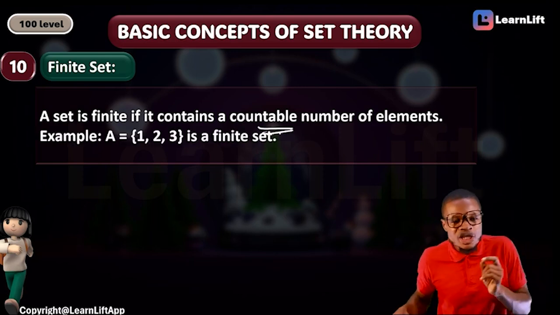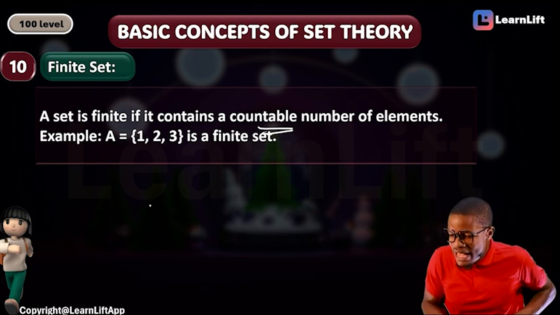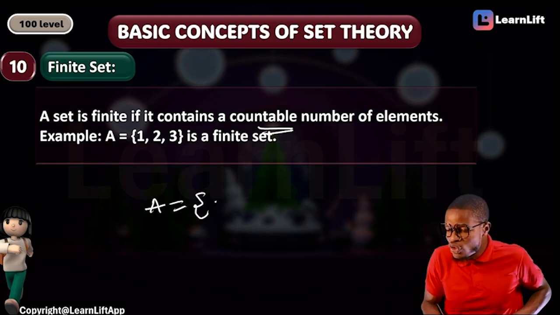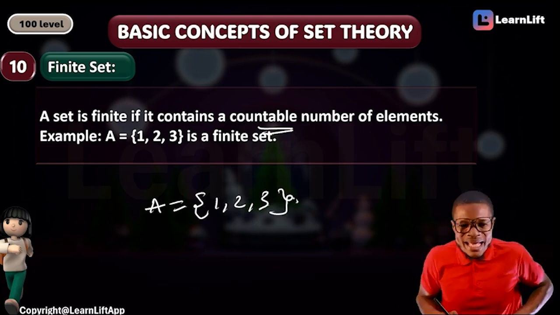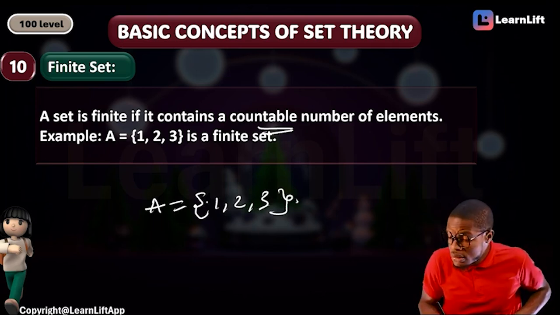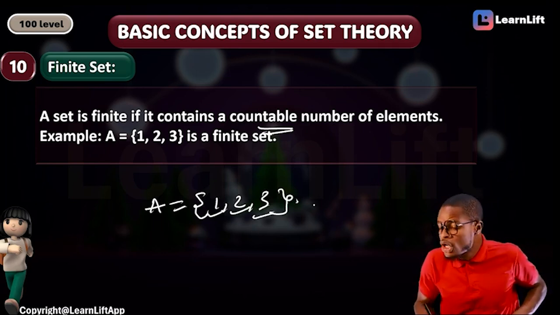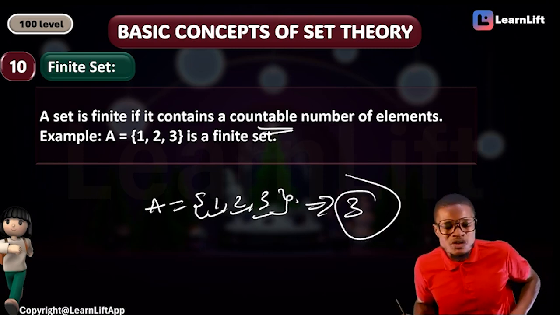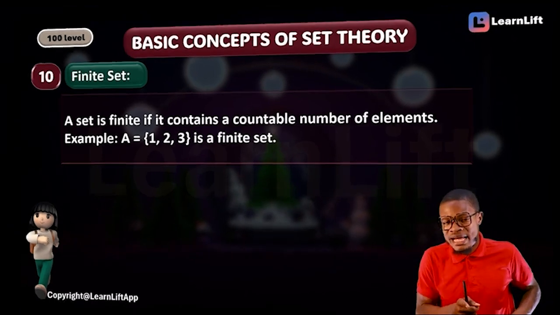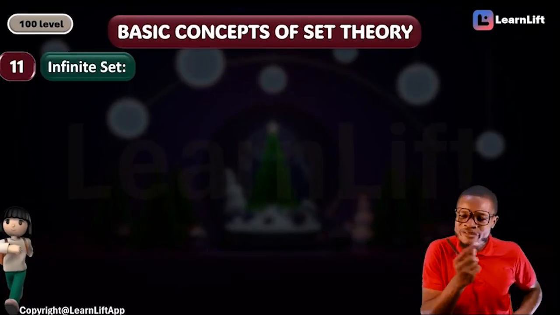Let me show you something now. For example, set A. In our set A here, set A is your 1, 2, and 3. Now the question is this: how many elements are in set A? You can count. This is 1, this is 2, this is 3. So the number of elements there are 3 elements. So is A finite or A is infinite? A is what? Finite.